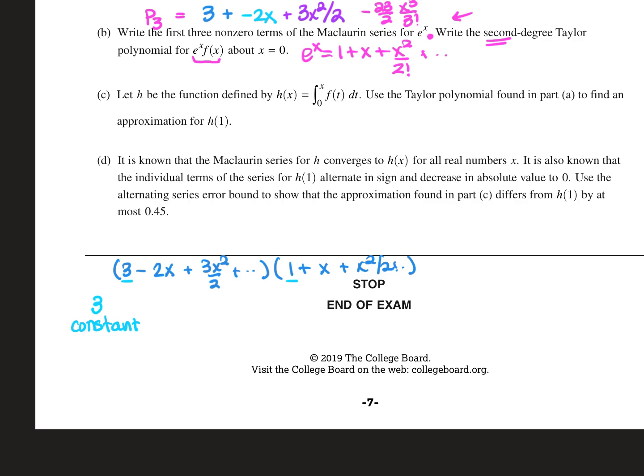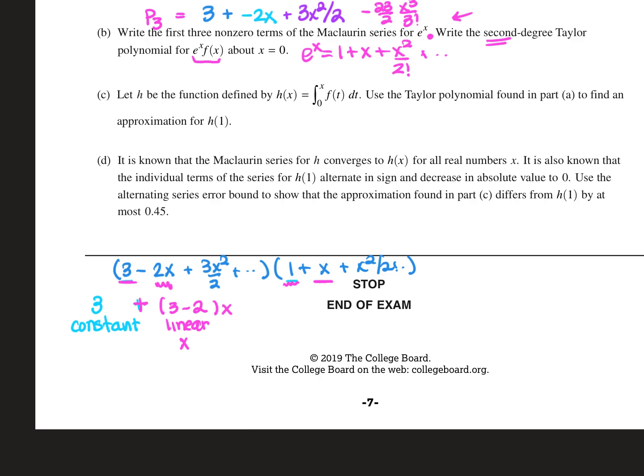The next place I look for is how many ways we can get a linear, which would be just x to the first power. So if I take this 3 and multiply it over here to this x, I'm going to have 3x. So I'm just going to write it as 3 and put the x right out here. If I take this term and multiply it by this term, I'm going to get -2x. So far our polynomial is 3 plus 1x. You don't need to simplify that.